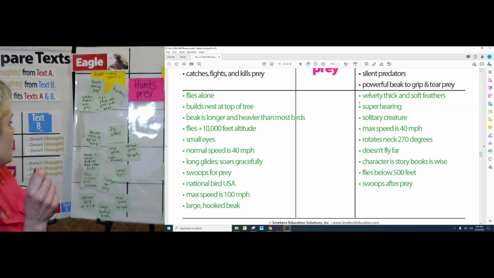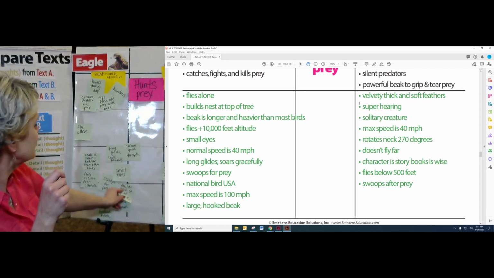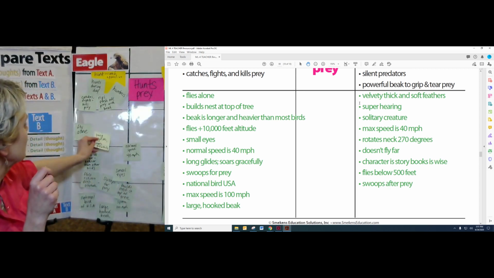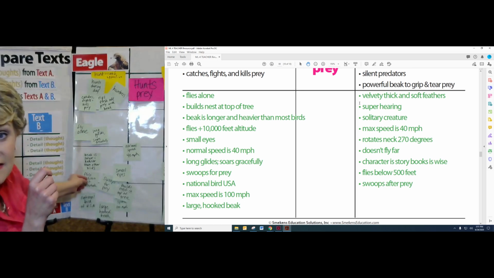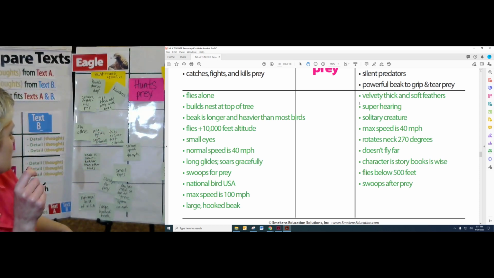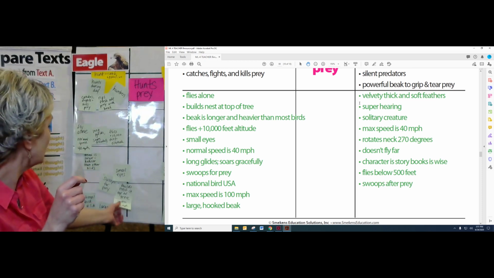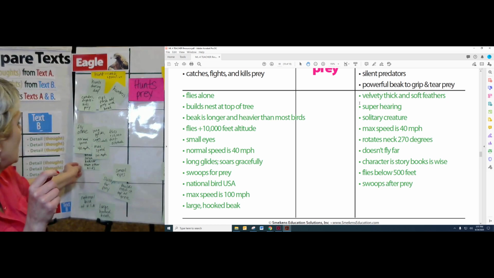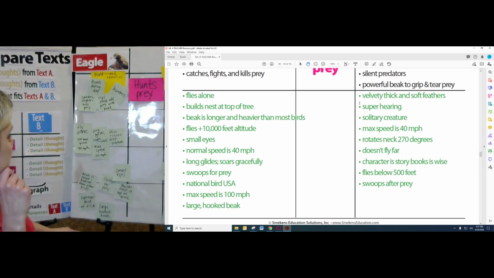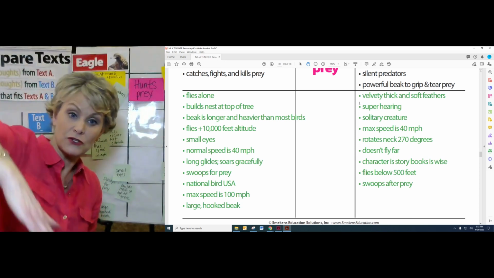I'm seeing a lot about flying, at least in the eagle. I see it flies alone. I see it flies gracefully. It flies at 10,000 feet or more. Anything else? Oh yeah, the speed. It flies 40 miles an hour normally, but could be more, or could be 100. Okay. Anything else about flying? It swoops. It soars gracefully up here, but it also swoops for prey.